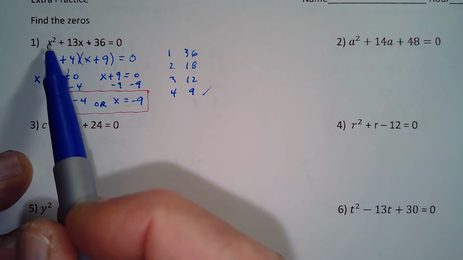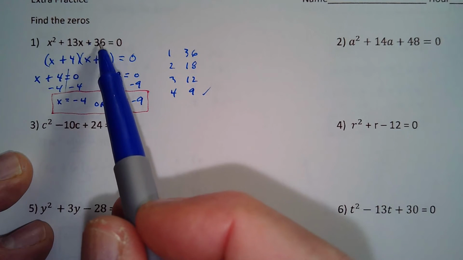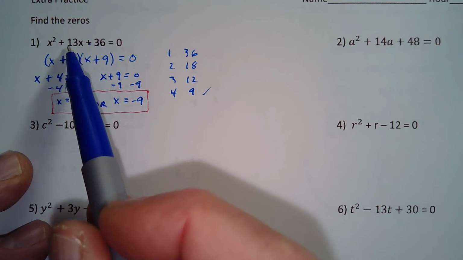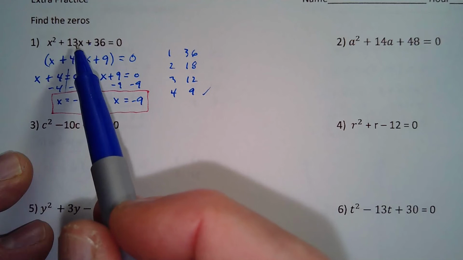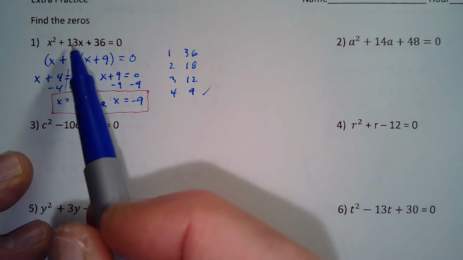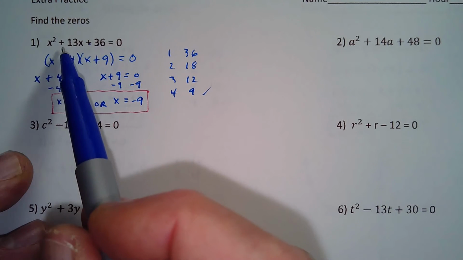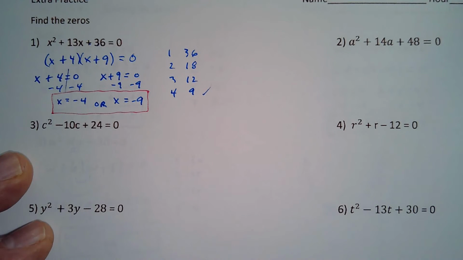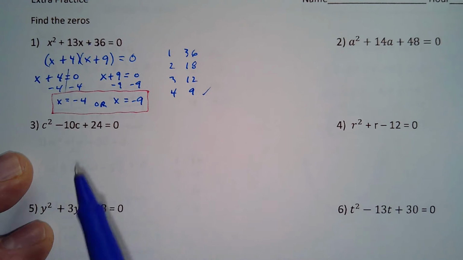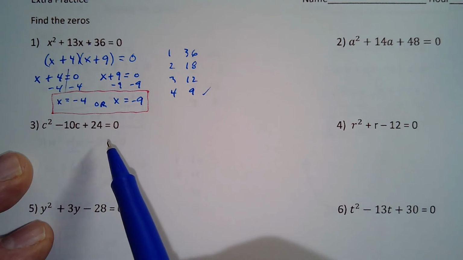-4 squared is 16. 16 and 36 is 52, and 13 times -4 is -52, so the two 52s cross each other out, or positive 52 and -52. So you can check them real quick just by plugging them back into that equation.